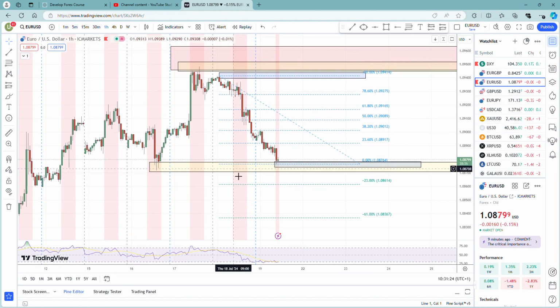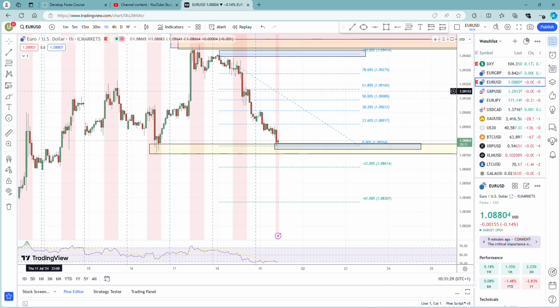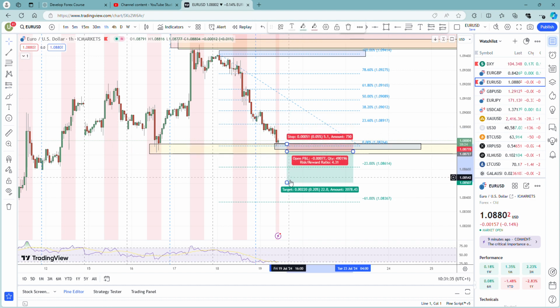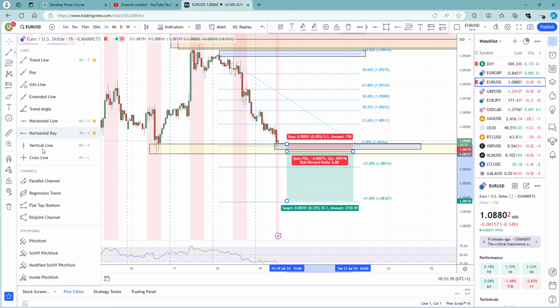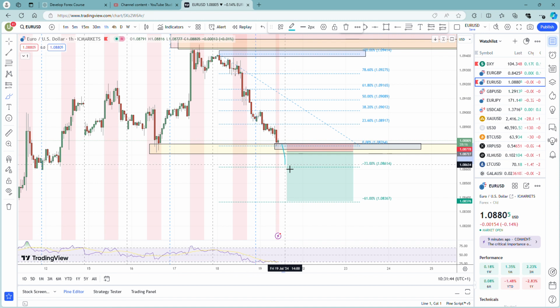So if price continued to plummet because DXY is bullish, this indicates EURUSD is going down, so we'd have to wait for it to breach the support, enter on a retest, would go down, enter on the retest, and then enter a sell trade. That's how I would do this trade right now.